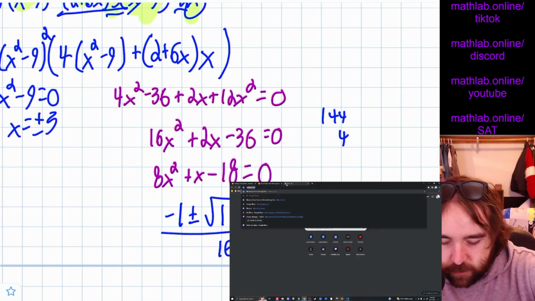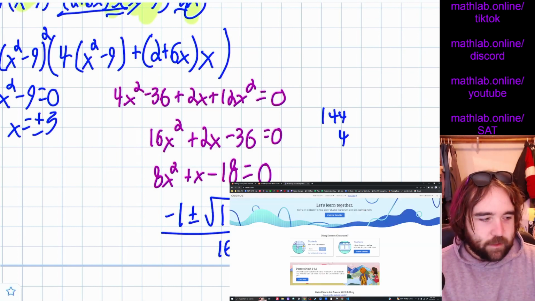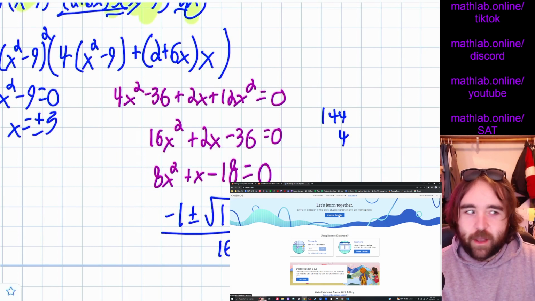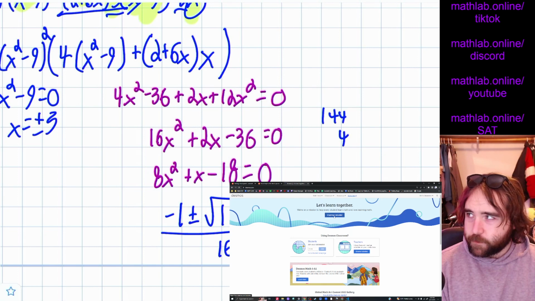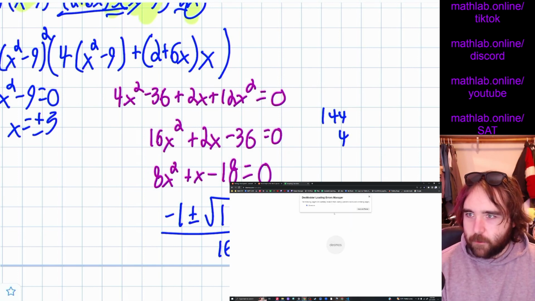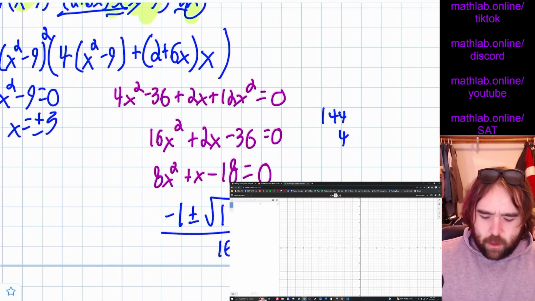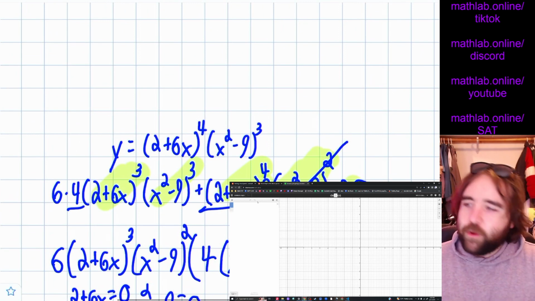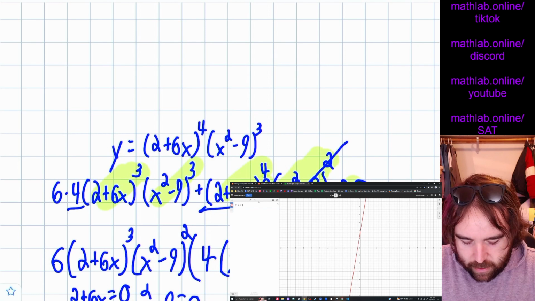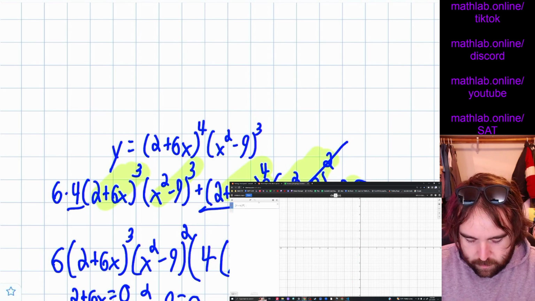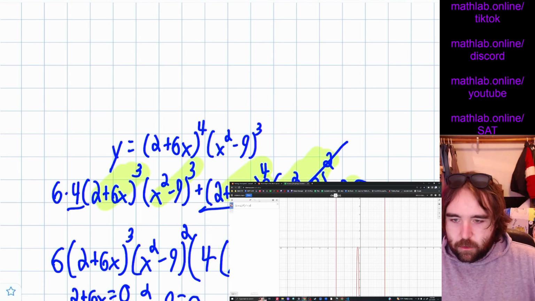So let's run to Desmos right quick. Ooh, I'm dropping a lot of frames. I don't know why. Yeah, so let's run to Desmos right quick. Let's type in this function that we started with. So what function did we even start with? We started with 2 plus 6x to the 4th times x squared minus 9.